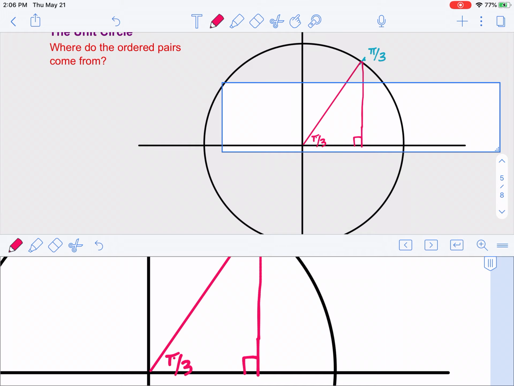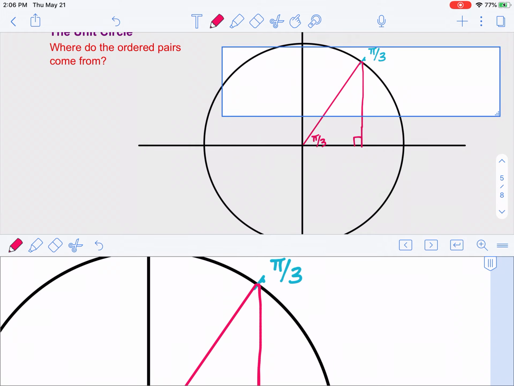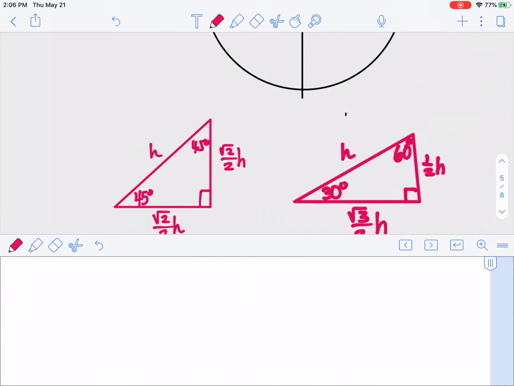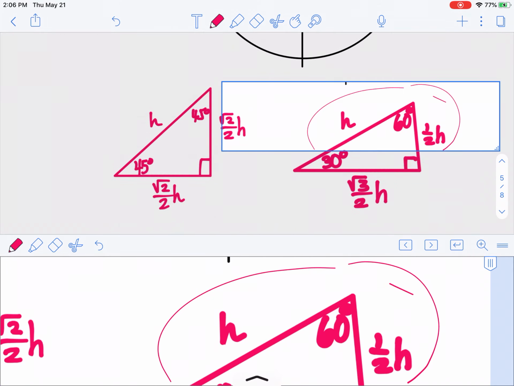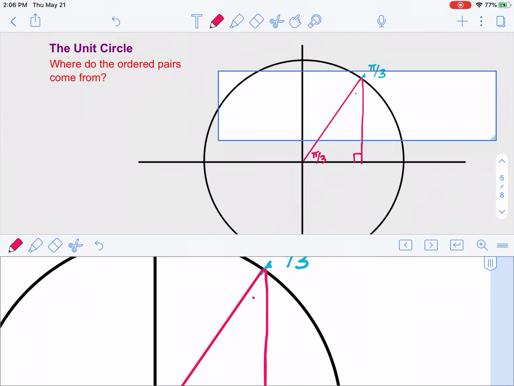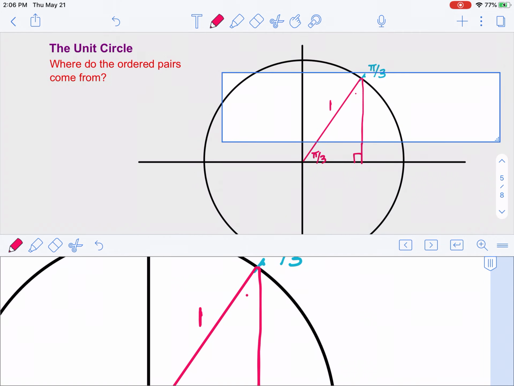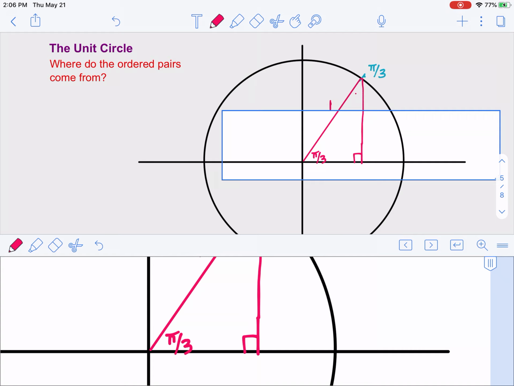So this is pi over 3, which is the same thing as 60 degrees. And so this must be my 30 degrees. And so I'm back to having a 30, 60, 90 triangle. Okay. Again, the hypotenuse over here is 1. Well, opposite of the 60-degree angle, right?